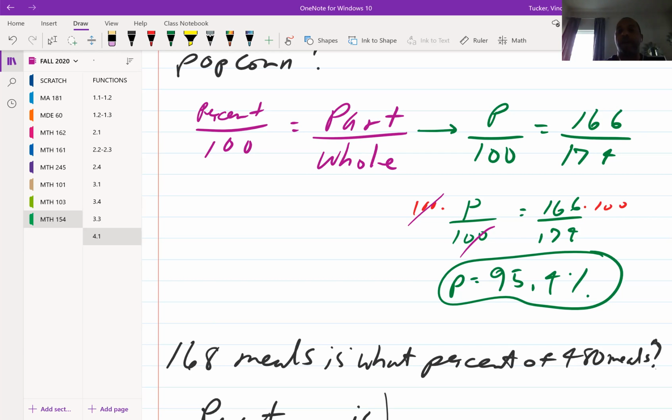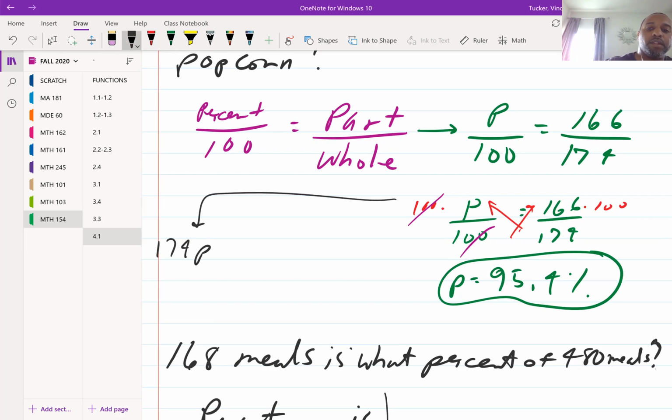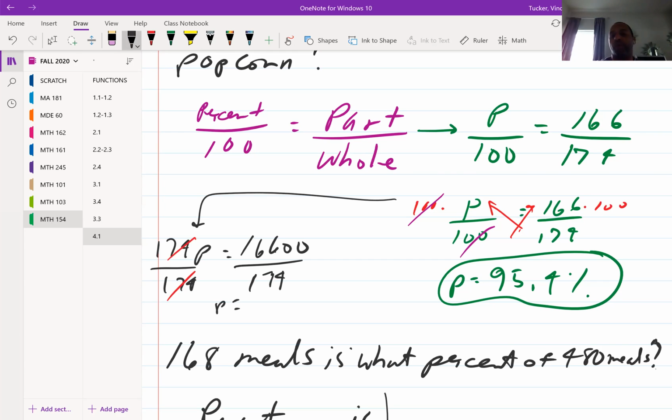If you cross multiply, you're going to have 174p equal to 100 times 166, which is 16,600. Then you divide by 174, which would be the same thing. Just making sure, yes, it's exactly the same thing. It's just that you multiply by 100. It's just another way of getting there.